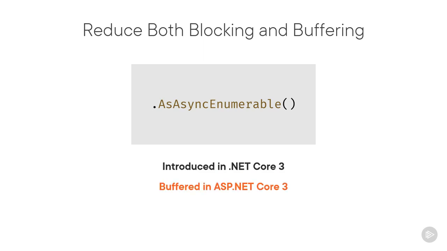Unfortunately, in .NET Core 3, that latency improvement did not make it to the consumer. ASP.NET would buffer the IAsyncEnumerable action result rather than stream it to the client. Now, that's been fixed in ASP.NET Core 6, and so we can now eliminate both blocking and buffering to improve latency and scalability.